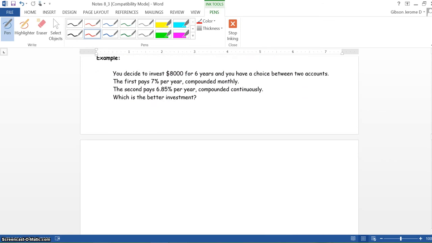Now, example: you decide to invest $8,000 for 6 years and you have a choice between two accounts. The first pays 7% per year compounded monthly. The second pays 6.85% per year compounded continuously. Which is the better investment? So what we need to do is do both of these and then do a comparison. Okay, so now we would do the compounded monthly. That's A is equal to P times 1 plus r over n to the nt power. Then we're going to compare it to A is equal to P times e to the rt.